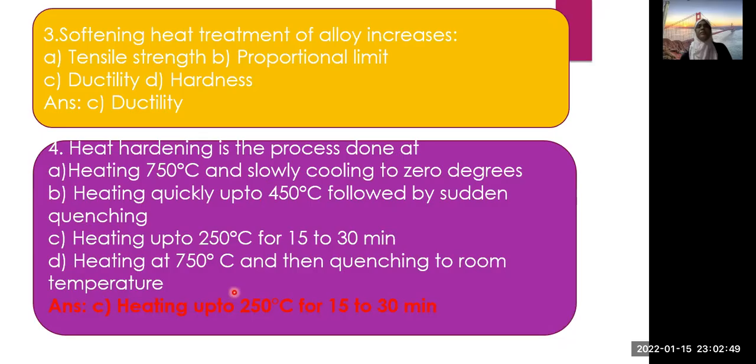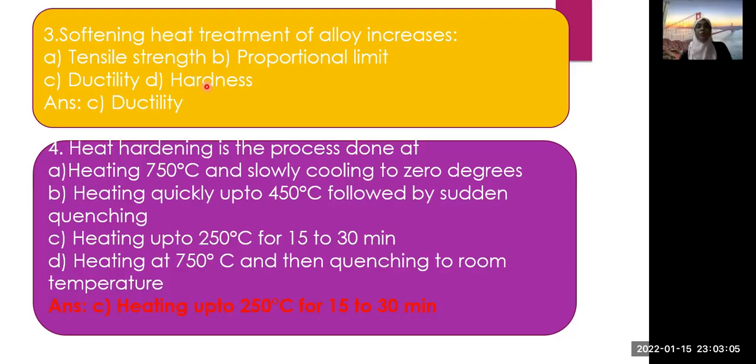Okay. Next is softening heat treatment. Softening heat treatment is what? It is nothing but annealing. So softening heat treatment, which is otherwise called annealing, will naturally increase what? It will increase ductility, and not tensile strength or proportional limit or hardness.